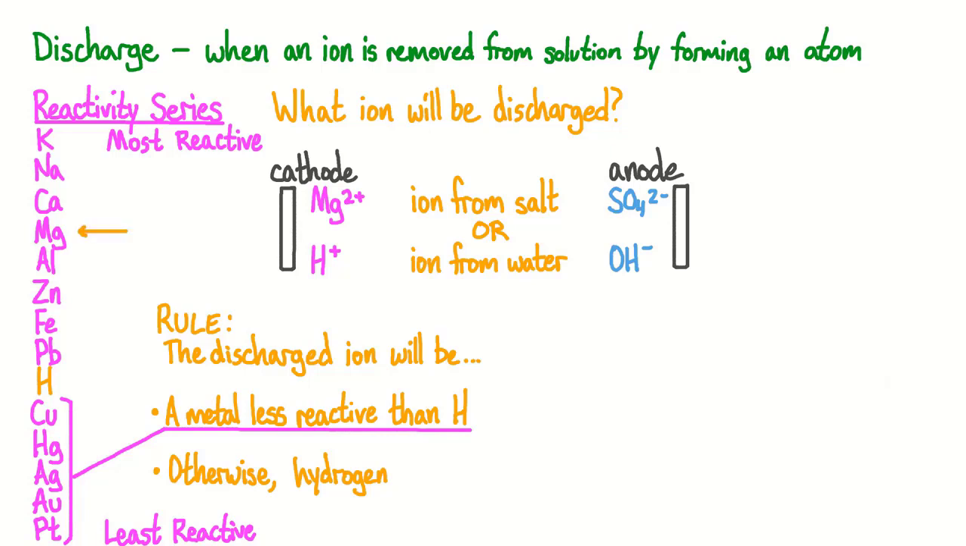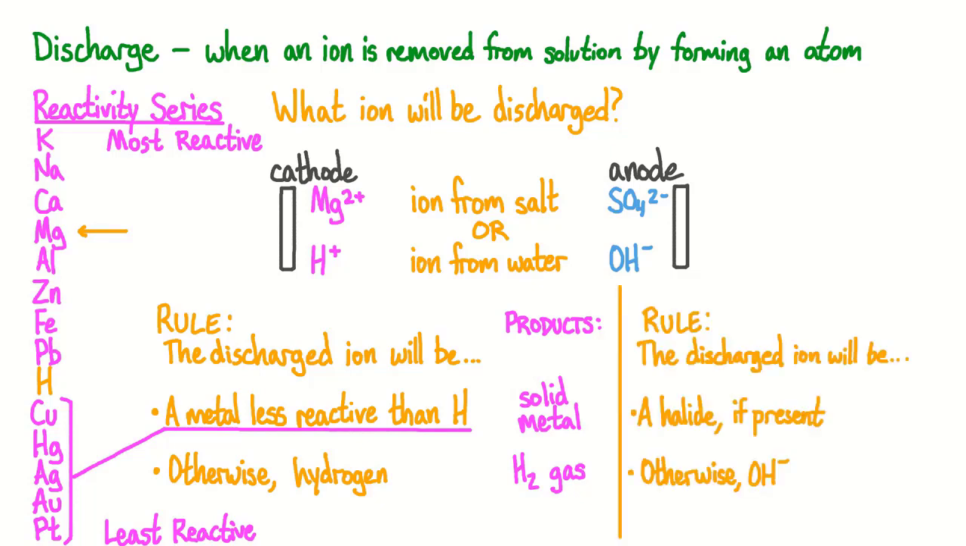Conversely, the ions of the metals above hydrogen on the reactivity series, like the magnesium from our example, require more energy to turn into an atom than a hydrogen ion does. So the hydrogen ions will be discharged in their place. We can use the identity of the discharged ion to predict the products of the reaction. Discharging a metal ion less reactive than hydrogen will produce the solid form of that metal. Discharging a hydrogen ion will produce hydrogen gas.